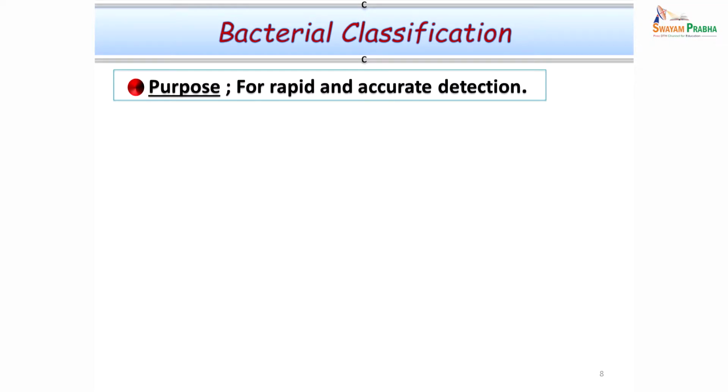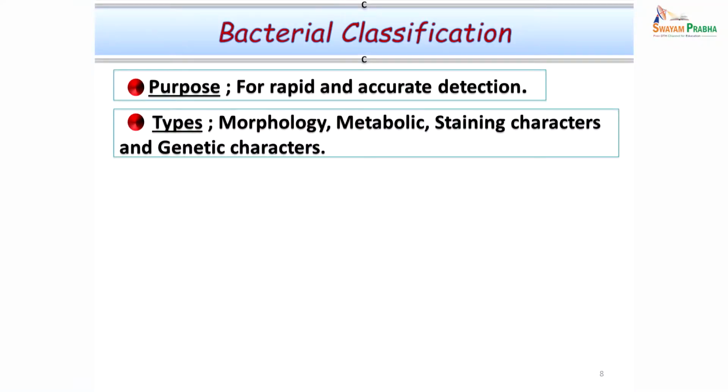Why do we need to classify the bacteria? As I said, several millions of them exist, although many are not very important. Among the pathogenic ones, even categorization is important because it will help us to identify them very quickly. We can classify them based on their morphology, metabolic characters, G+C content, that is the DNA, and staining characters and the genetic characters.